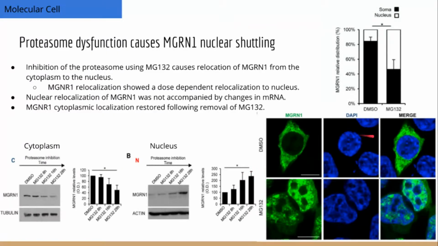And then visually, we also see this in immunocytochemistry. We can see that MGRN1 localizes in the cytoplasm in control cells, and in the DAPI-stained nucleus, we don't see any MGRN1. In contrast, when you inhibit the proteasome using MG132, we see translocation and sequestering of MGRN1 in the nucleus. We see the nucleus is chock full of MGRN1, as indicated by the colocalization. So proteasomal inhibition using MG132 was sufficient to induce nuclear translocation of MGRN1.